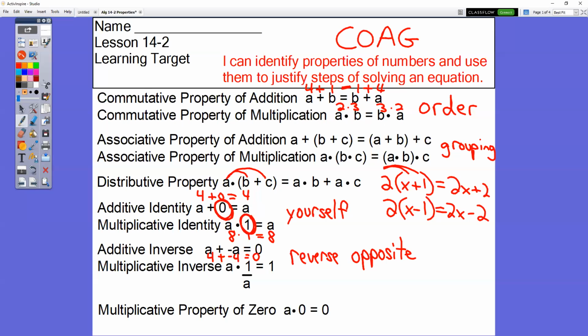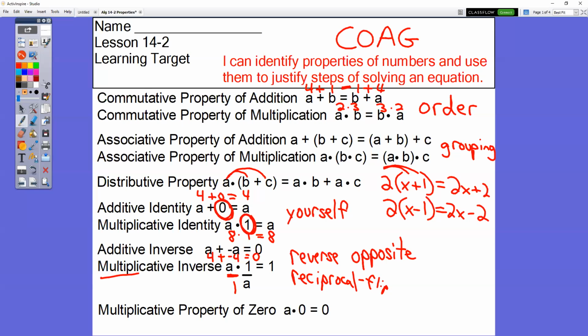Multiplicative inverse, this one's a little bit weird. I don't know if you've heard this word before or not, but the word reciprocal. The word reciprocal is sort of like the opposite, except you flip a number. So reciprocal, you flip a number. Whenever we have a number by itself, it's really over 1. We want to multiply it, hence multiplicative, by the opposite.